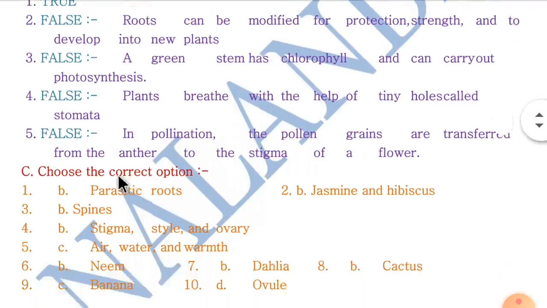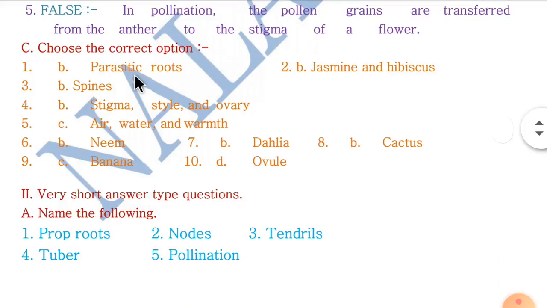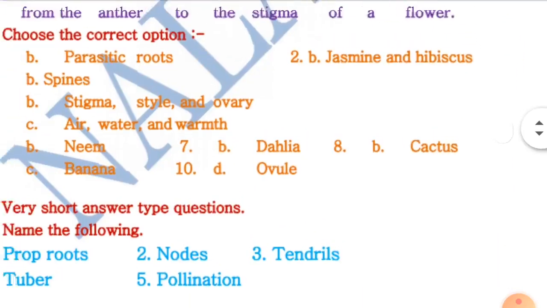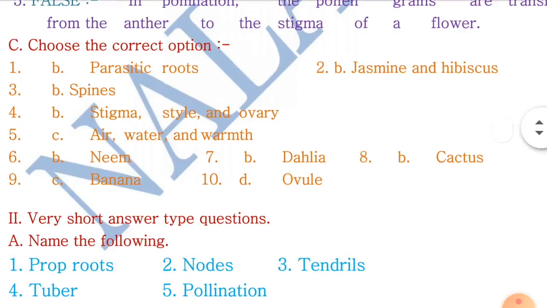Let's see, the next question is choose the correct options. MCQs. Let's see them one by one. Which of these are special roots that help the plants to absorb nutrients from another plant called the host? The answer is parasitic roots. B, parasitic roots.